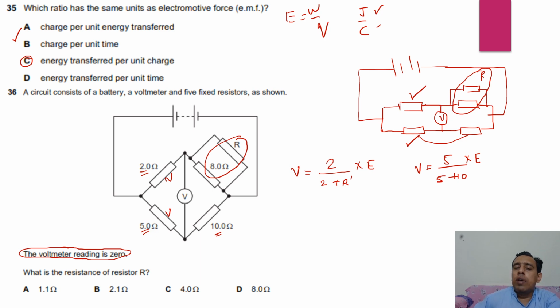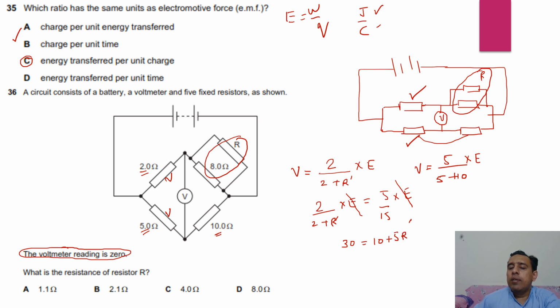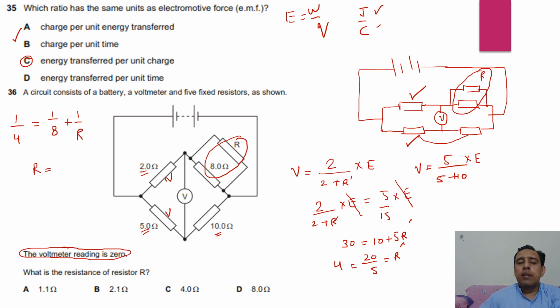As the voltmeter shows 0, these two voltages are equal. It means 2 over 2 plus R dash into E is equal to 5 over 15 into E. So these E's are now cancelled. So you can have 30 equals 10 plus 5R dash. So it is 20 by 5R dash, so it's 4 ohm. It means the combined resistance of R and 8 is 4. So they are parallel. We may write 1 over R dash, which is 4, is equal to 1 over 8 plus 1 over R. By solving this, the answer is 8 ohm.